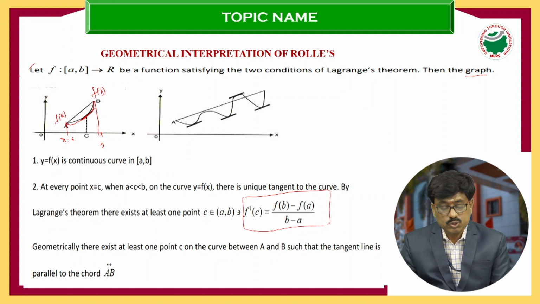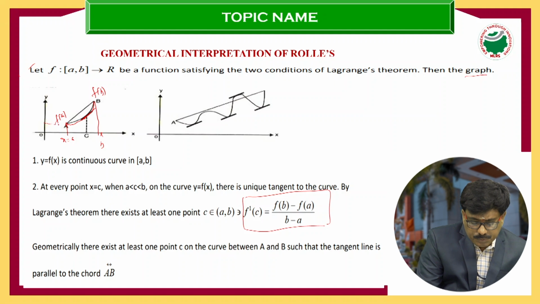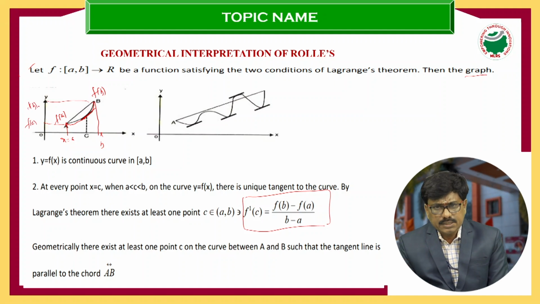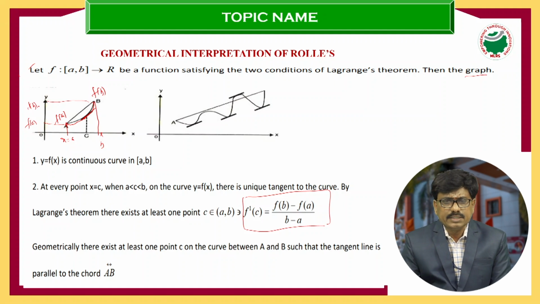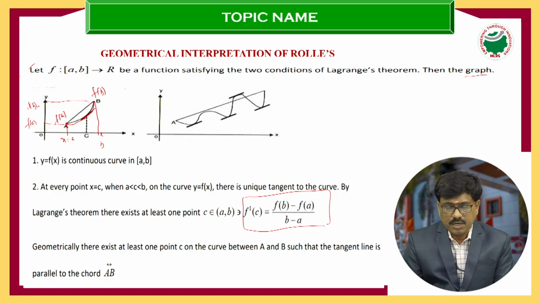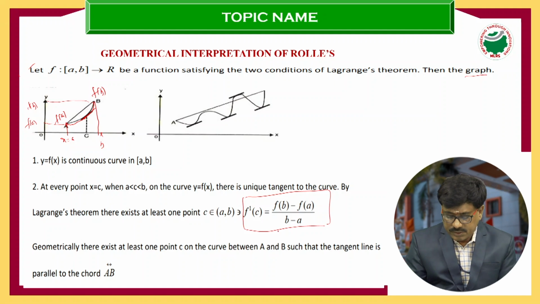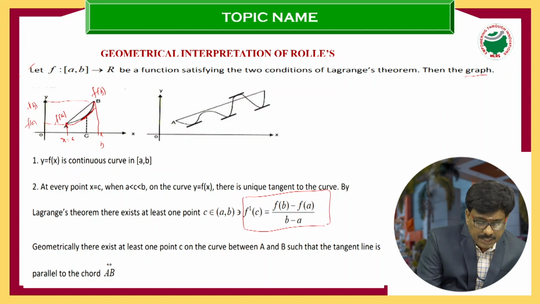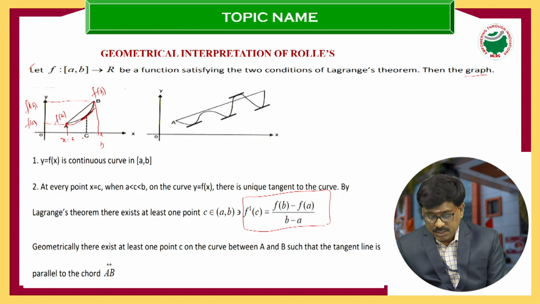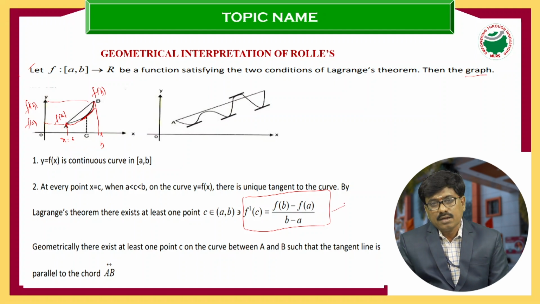We are already familiar with slopes. When we join these two points, this is f of a, this is f of b. Okay. See, what is the slope? It is the difference between the y coordinates divided by the difference of the x coordinates. Therefore, f dash of c is equal to what? f dash of c equals f of b minus f of a divided by b minus a. This is the statement of Lagrange's mean value theorem. This condition must be satisfied.